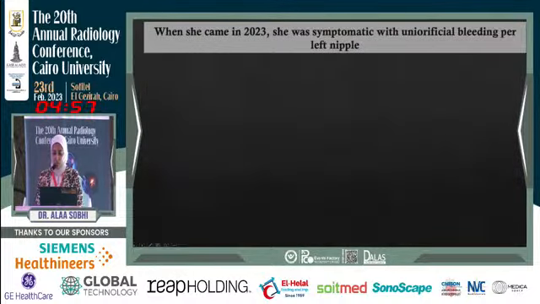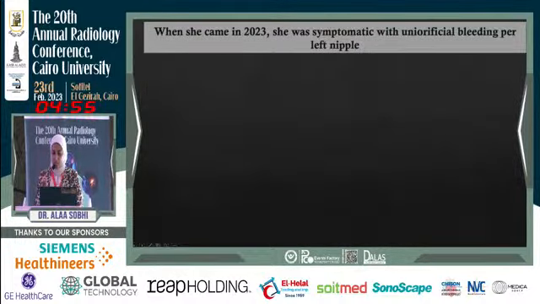This patient came in 2023. She was symptomatic with uni-orificial bleeding per nipple. It is a red flag. We compared the mammograms of 2021 and 2023. Unfortunately, there is a left upper outer quadrant area of focal asymmetry with progression of the overlying microcalcification. So it is a developing asymmetry, as in the previous one there was a subtle area of asymmetry and distortion. The biopsy was mucinous with intermediate grade DCIS.